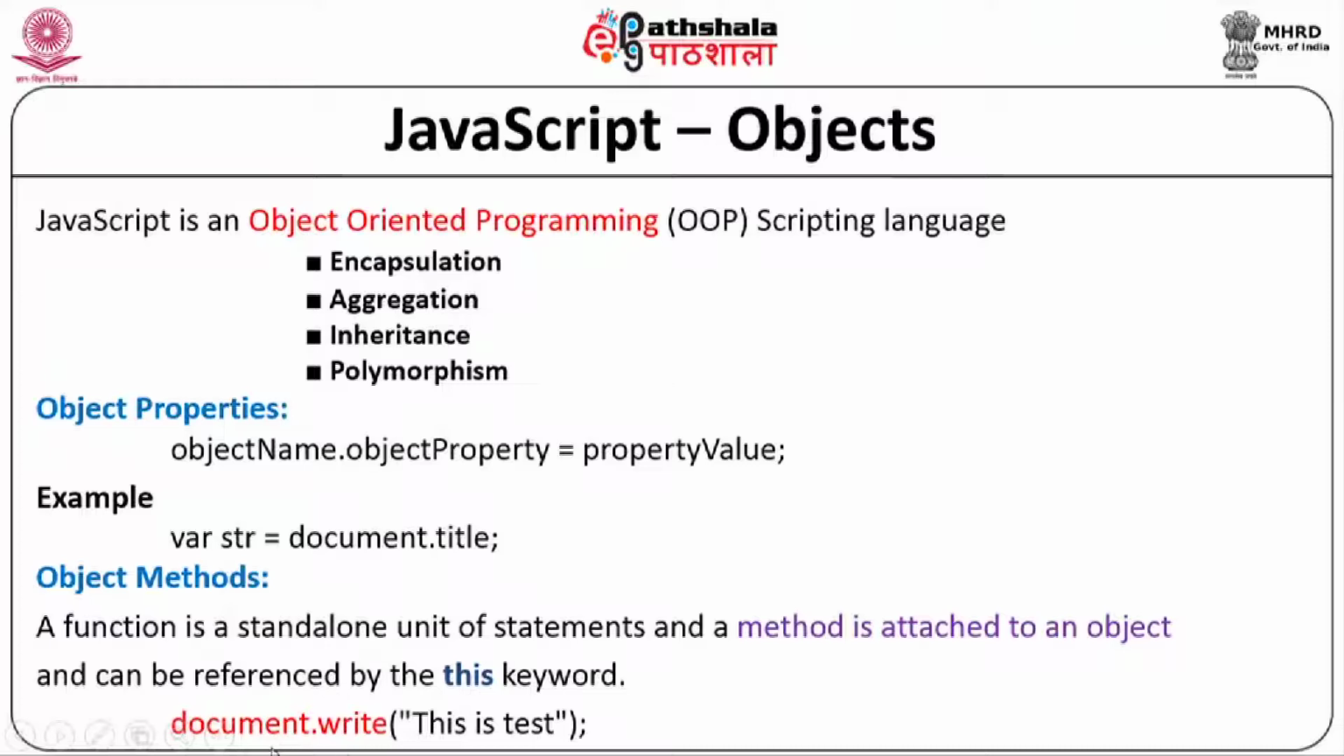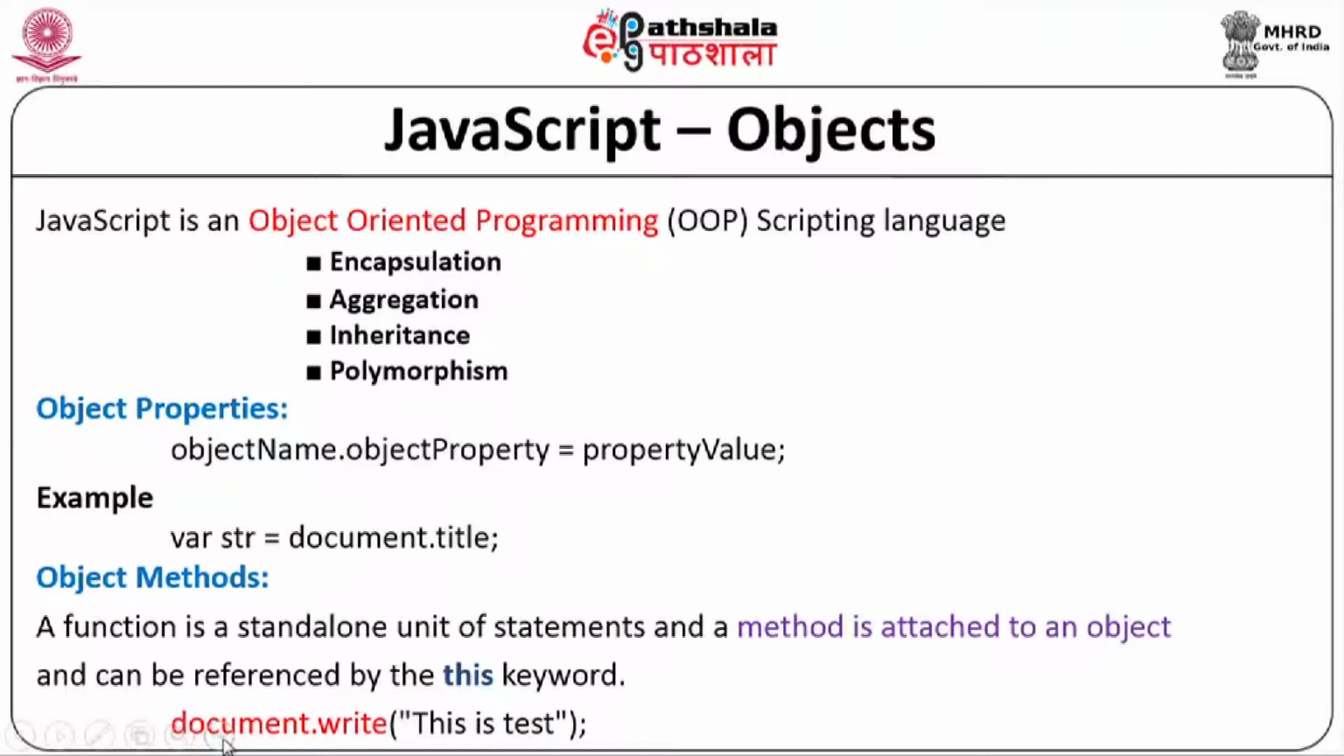And for object methods, so far we were seeing document dot write for displaying or printing any statement on the output, that is the web page. So if you want to do it, you use document dot write and give a string within parenthesis. This document is a predefined object, as we have seen.